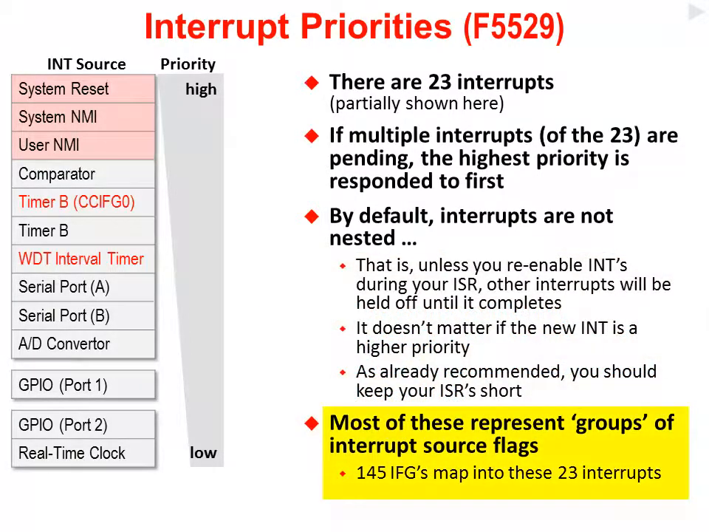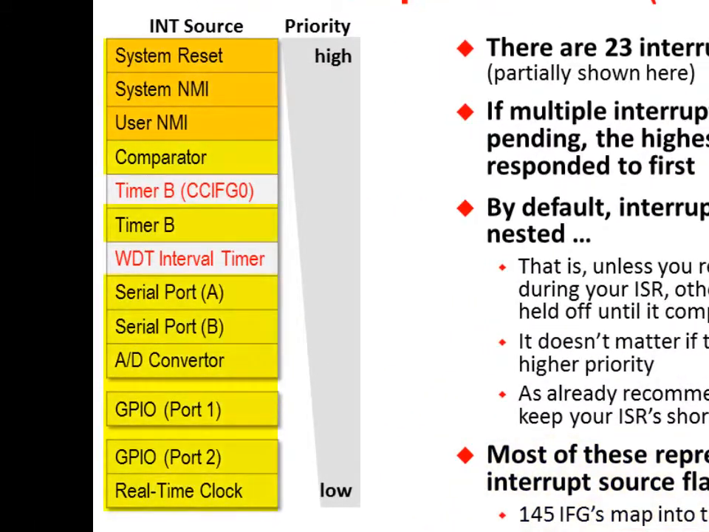Most of the 23 interrupts on the F5529 represent groups of interrupts. There are actually 145 different interrupt sources, each with their own interrupt flag, but these map into these 23 interrupts. In our slide, the sources listed in black represent interrupt groups, while those shown in red represent discrete interrupts. For example, the timer B CCIFG0 interrupt, shown in red, represents a single interrupt signal. When the CPU acknowledges it, it will clear its interrupt flag.